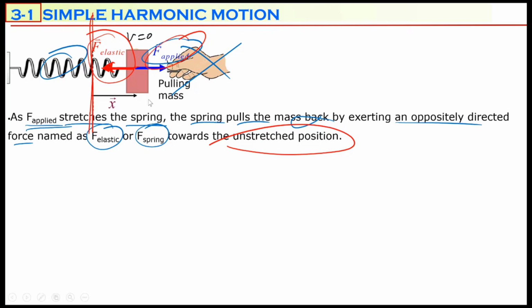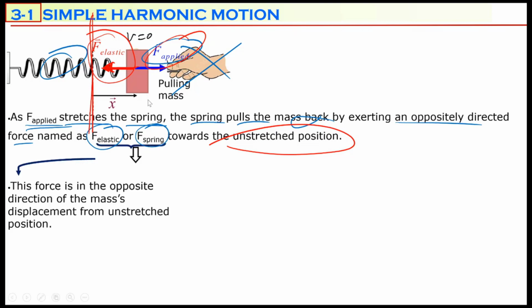This elastic force, or spring force, is always in the opposite direction of the mass displacement. Look at the direction of the displacement of the mass. It is to the right. Look at the direction of the restoring force. It is to the left. They are always in opposite directions. So if X is to the right, the restoring force, or elastic force, will be to the left. One property is that their directions are opposite.